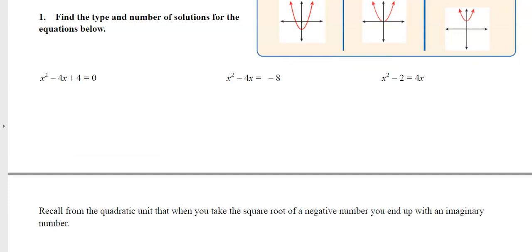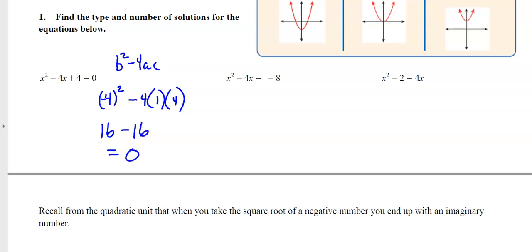So looking at this first one, I need to check b squared minus 4ac, and see, is it positive, negative, or 0? So let's do b squared, which would be negative 4 squared, take away 4 times a times c. Well, this comes out to be 16, take away 16. So this equals 0. So I know that this is going to have one real root, or one real zero. And if I were to graph that, I could verify that it's going to come down and just touch the x-axis. I'm not going to do that here, but you could.